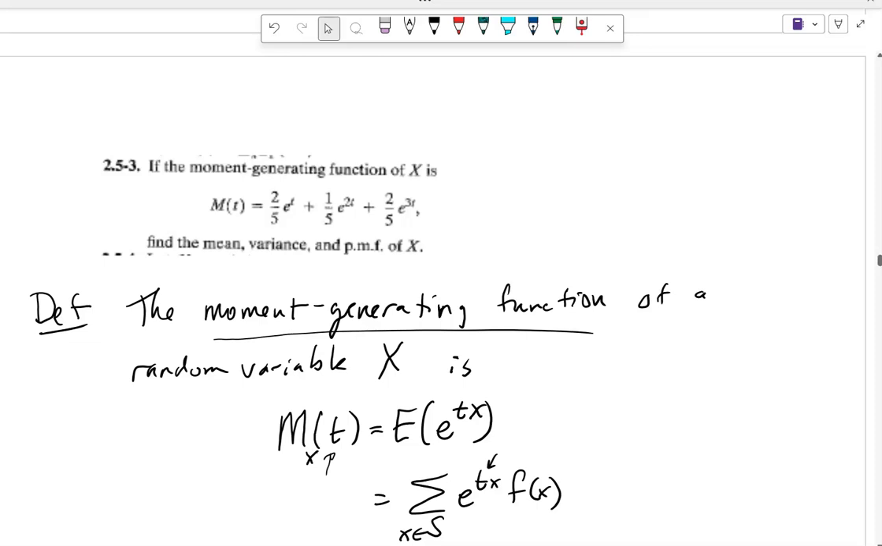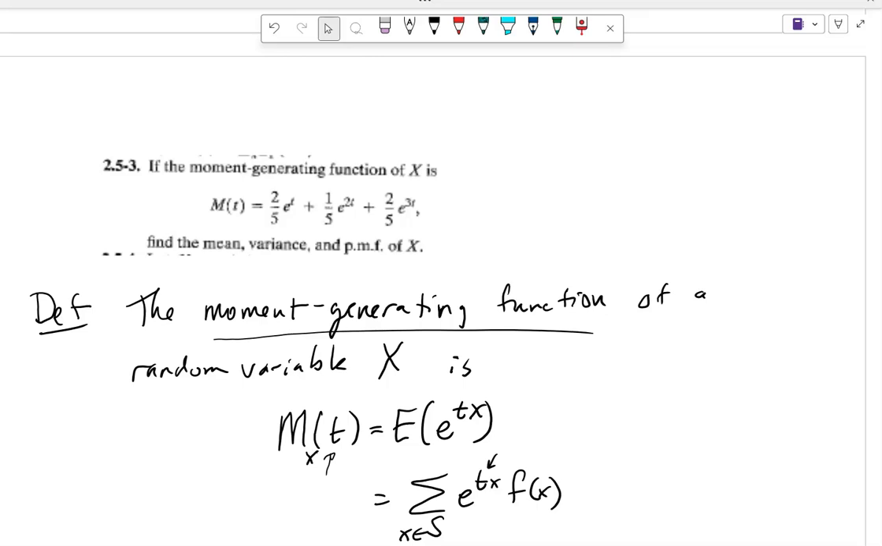they give you the moment generating function, and it asks you to find the mean and the variance, and then recover the probability mass function. Ooh, that's interesting. That's fun. That's one of the more interesting things about moment generating functions as well, is that if you know the moment generating function, you know the distribution. You can tell what the distribution is based on its moment generating function. Okay. And we'll talk about how to do that here in just a second.